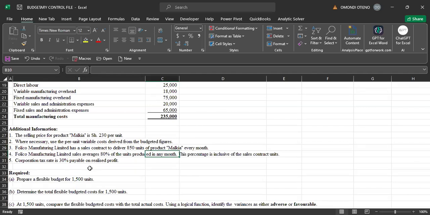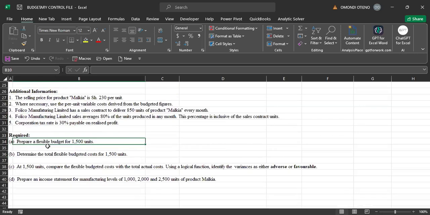What does it tell us? It means not all units produced are actually sold during that particular period. This percentage is inclusive of the sales contract units. So they have a contract of delivering 850 units every month, so it means the 80% of the total sales includes the 850 units that are supposed to be sold under the contract. Then the corporation tax rate is 30% payable on realized profit.